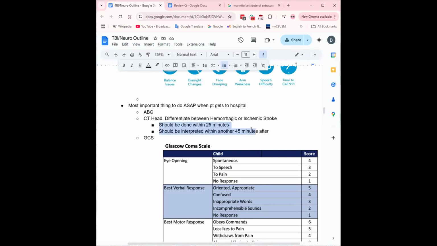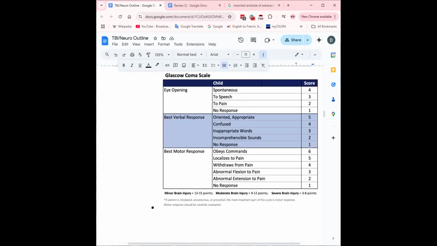And how fast it should be done and interpreted. The Glasgow Coma Scale, you kind of should know it, even without the scale, allegedly.